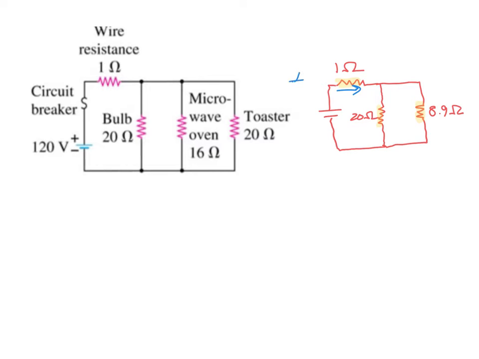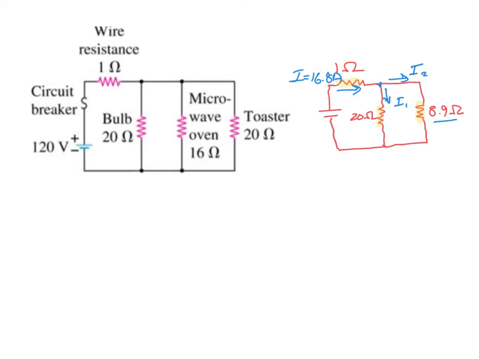So this is I equals 16.8 amps. And some of it's going to go this way and some of it's going to go this way. Of that 16.8, how much is going to go across the 20 ohm resistor and how much is going to go across the 8.9 ohms? To figure that out, let's call this I2, let's call this I1. So we have to figure out how much current is going through each of those two branches.